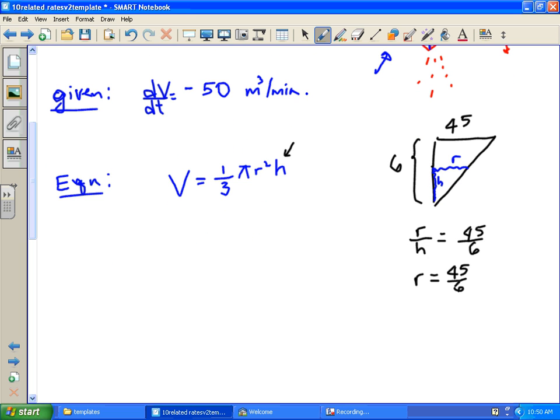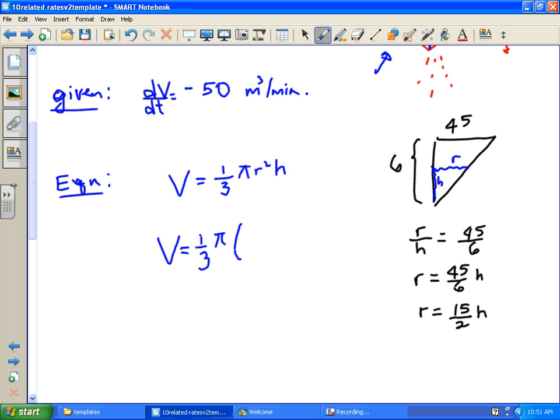Can you just simplify that fraction for me? Divide the top by 3 and the bottom by 3, right? So r is 15 over 2 h, or 7.5h, right? So now we know r in terms of h. We can come back to our equation and plug it in. So volume equals 1/3 times pi times r squared.